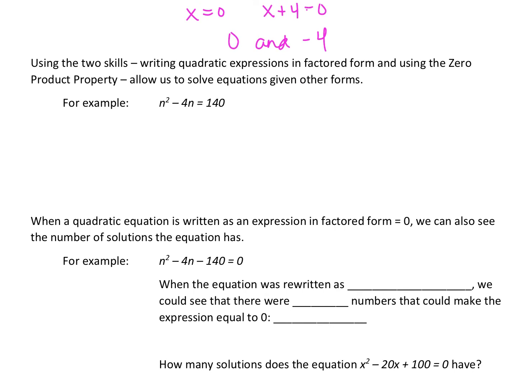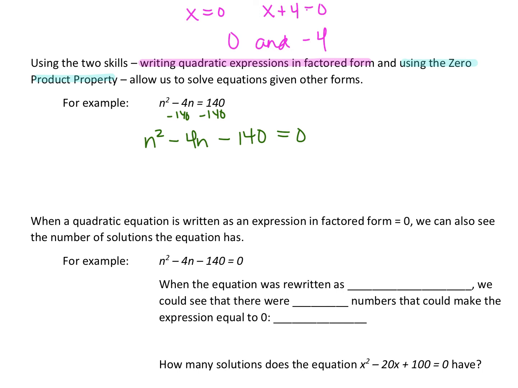So using two skills, writing quadratic expressions in factored form and using the zero product property allow us to solve equations given other forms. So here's another example. We have n squared minus 4n equals 140. So we will start by subtracting 140 from both sides. That gives us n squared minus 4n minus 140 equals 0.